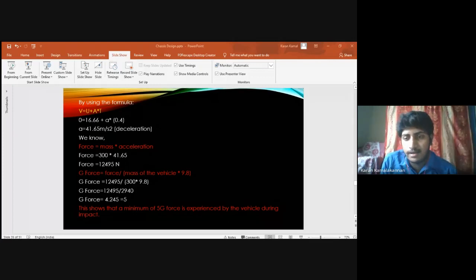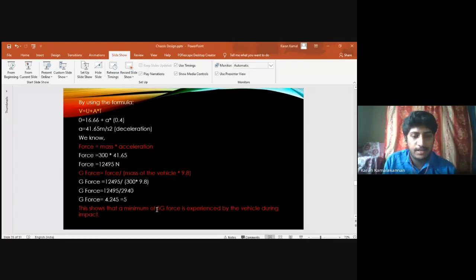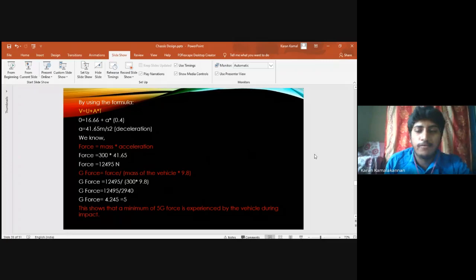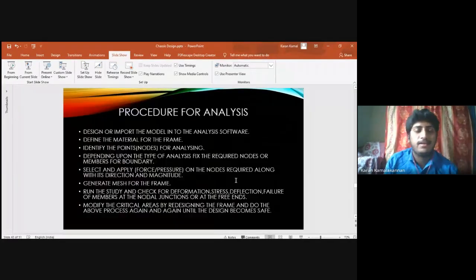Fine, Prakash, shall I continue? Okay. So, to continue, the minimum force for this kind of vehicle is 5G. We cannot go below 5G. Fine, yes, you can move on with the analysis part.